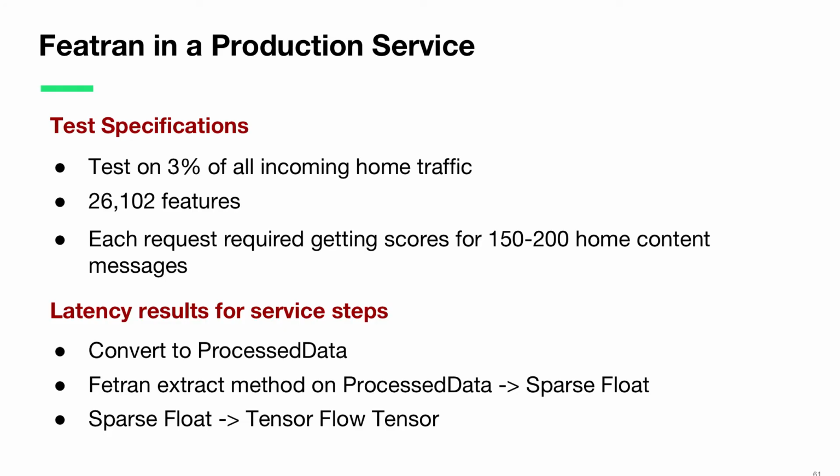And so I'm going to show you latency results for service steps that involve the feature engineering components. The first feature engineering component would be converting the home content to our process raw data. The second step was when we called the feature extract method on the process raw data, and we got our list of sparse floats. And then for our application, we're using TensorFlow. So the next step would be taking the feature sparse float output and putting it into a TensorFlow tensor.